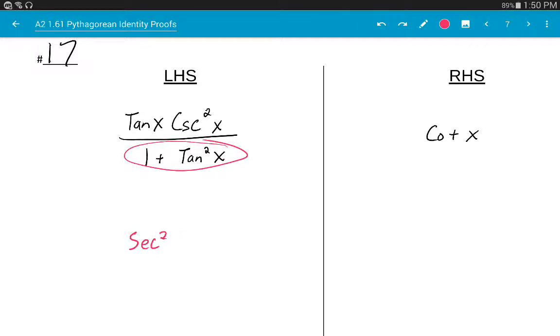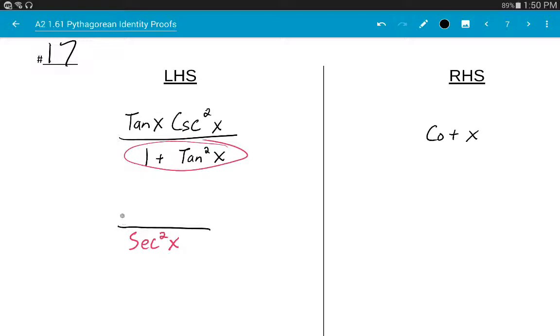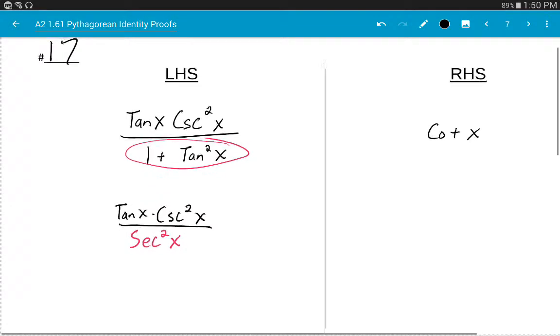Oh, they're using x instead of theta, so I'll just keep with the x's. Secant squared x. And this still has tan x cosecant squared x. Alright, I made my substitution. Nothing's crossing out or anything, so I think I may have to change everything into sines and cosines now.